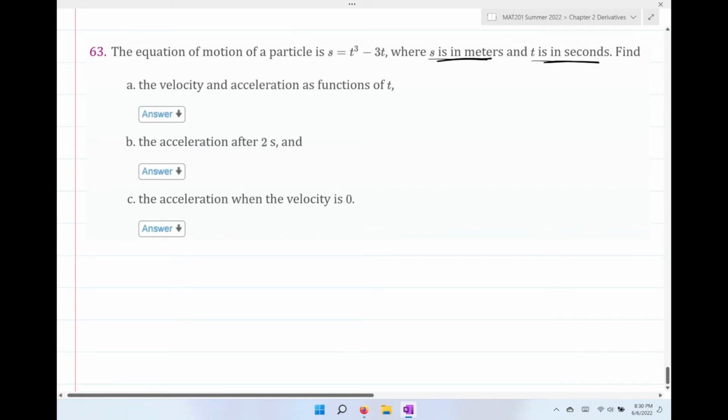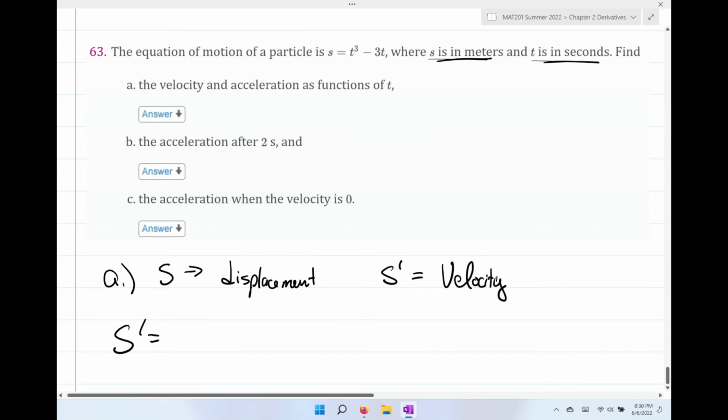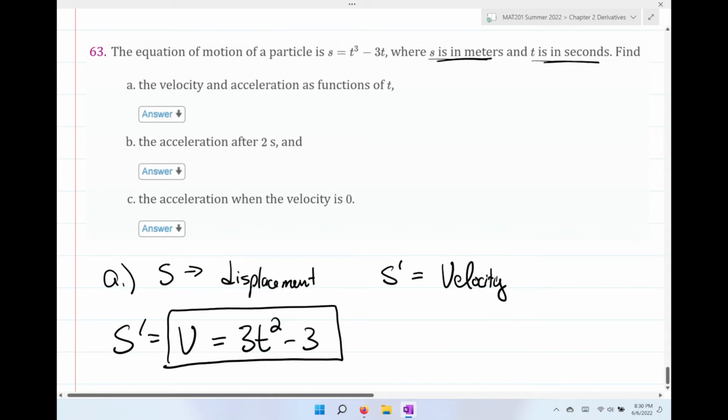Let's go ahead and find A, B, and C. So first, the velocity and acceleration as functions of t. So here's part A. Now, remember, s is displacement. However, from the previous section, we learned that the derivative of s is our velocity. So the derivative of s equals v, which is going to be 3t to the second minus 3. So right here is our velocity. Now, technically, this is v of t. All right? So velocity is done.